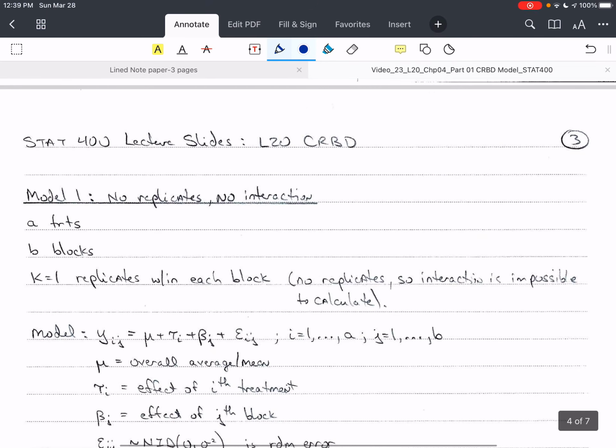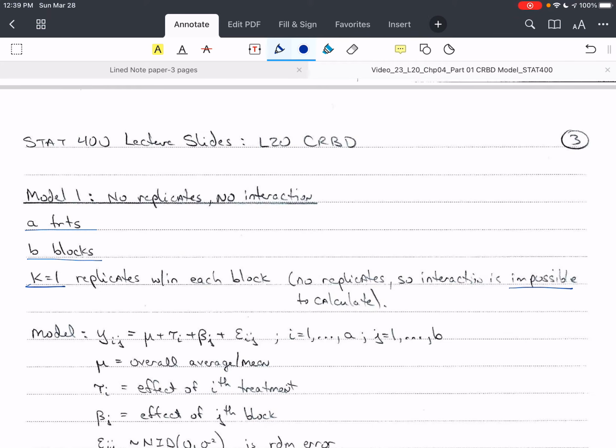Okay, so we're going to talk about the first model in this video, and this model will have no replicates, so there can be no calculation of interaction. Okay, that doesn't mean the interaction doesn't exist. It just means that you can't measure it. So we're going to have a treatments, and we're going to have b blocks, and we're going to have k equals 1 replicates within each block. There's no replicates, so it's impossible to calculate the interaction.